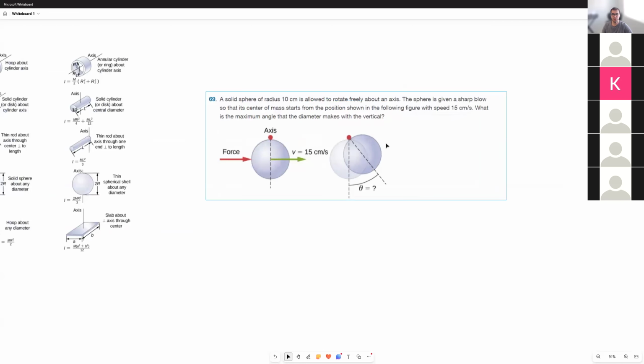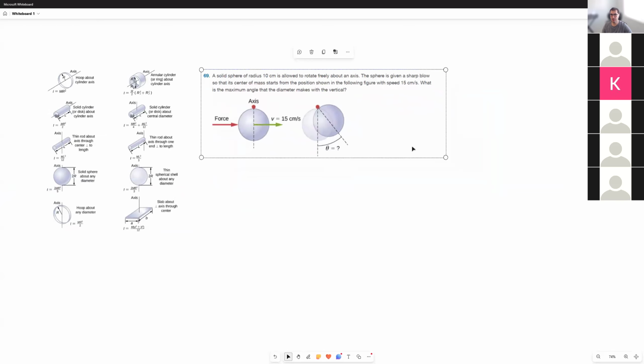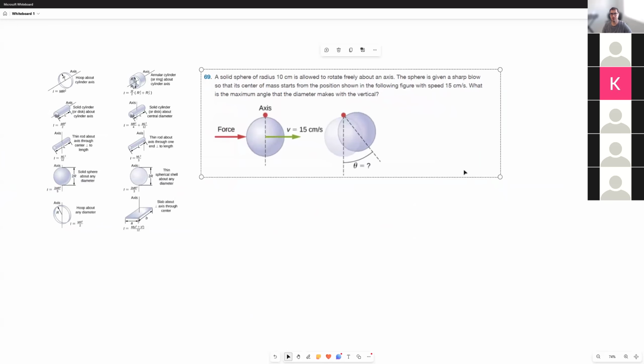Okay. Now, another solid sphere question. A solid sphere of radius 10 centimeters is allowed to rotate freely about an axis. The sphere is given a sharp blow so that its center of mass starts from the position shown in the figure with a speed of 15 centimeters per second. What is the maximum angle that the diameter makes with the vertical? It's kind of the previous question without the rod, and you do the opposite.